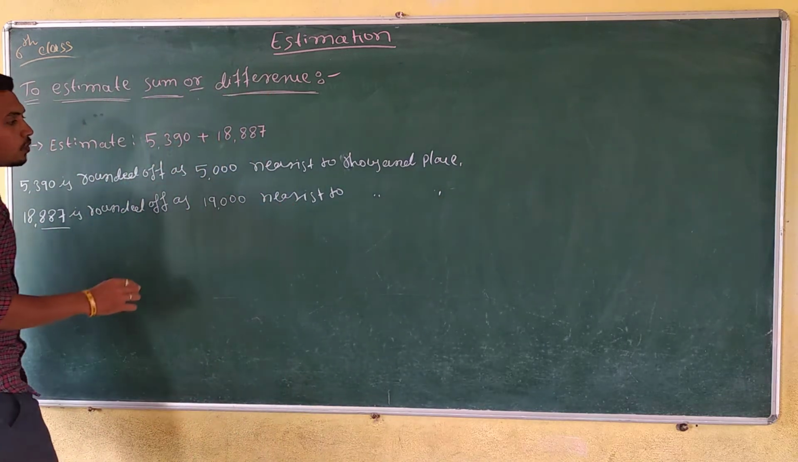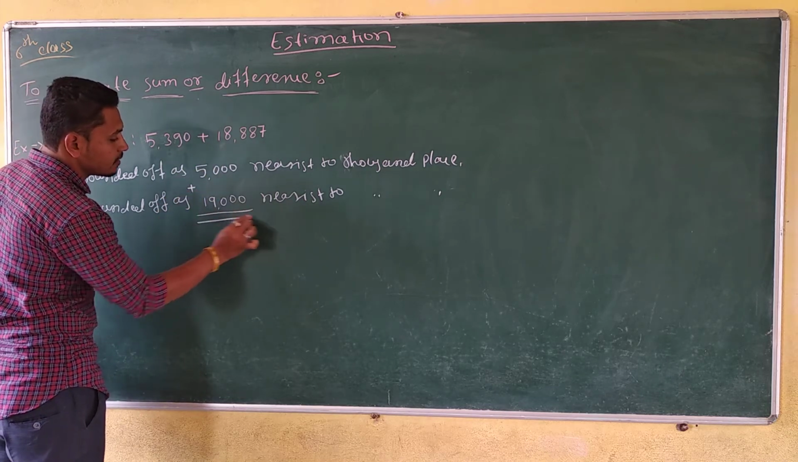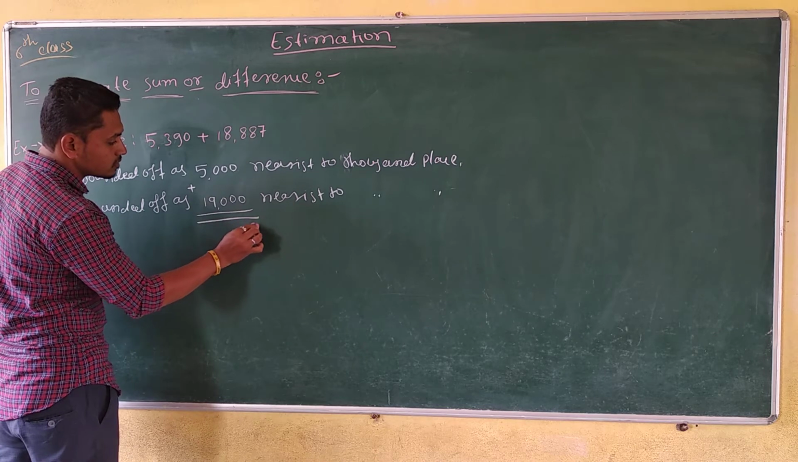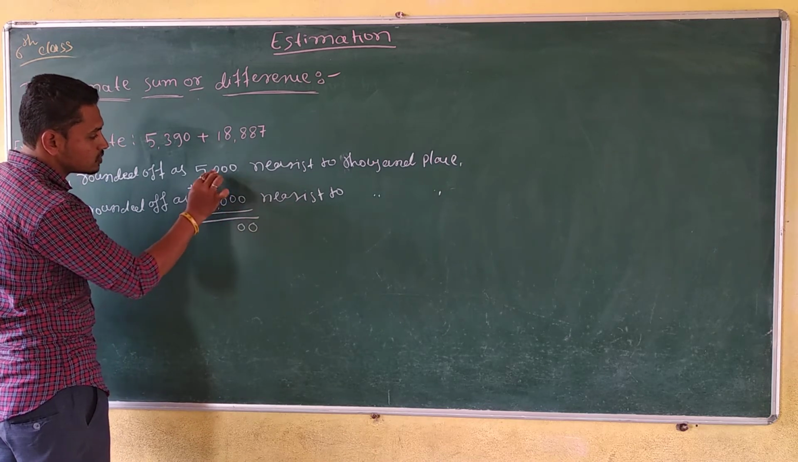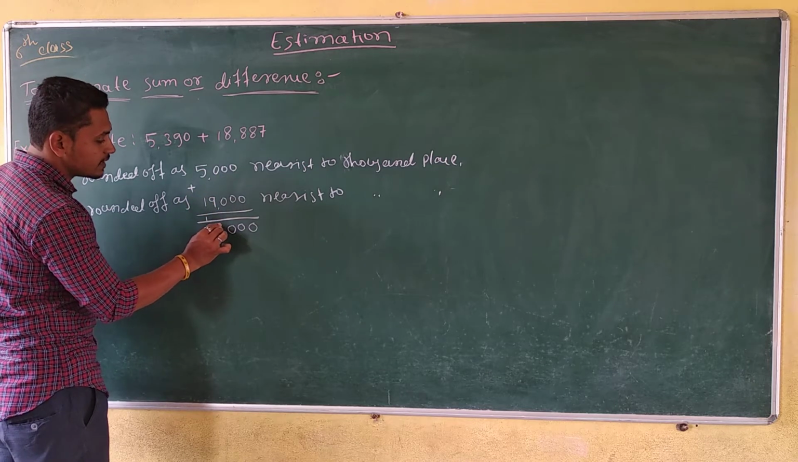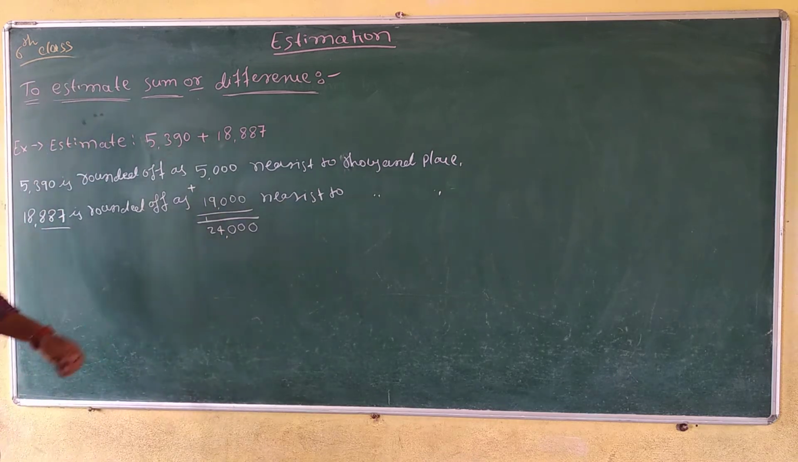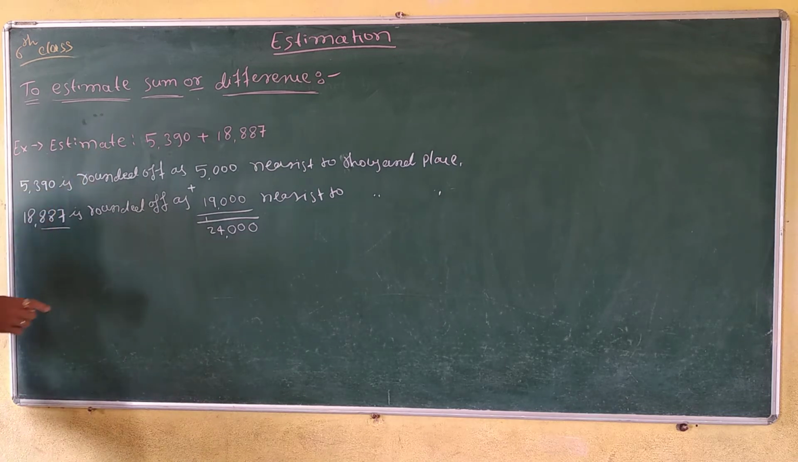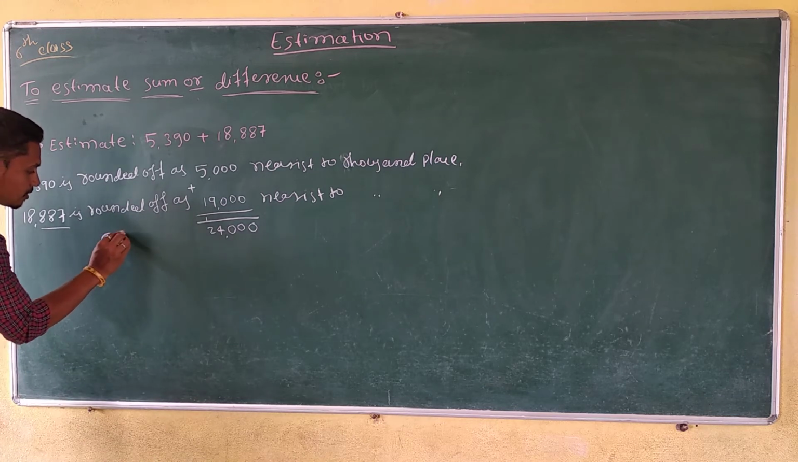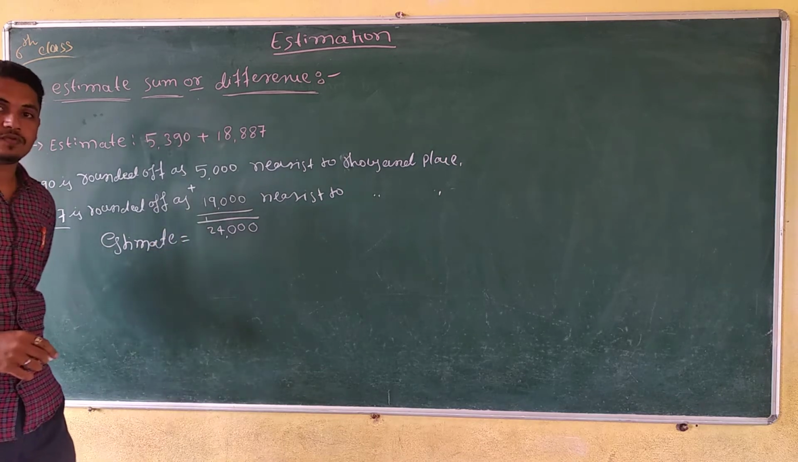So now we have to add these two numbers, very easily. 0 plus 0, 0, 0 plus 0, 0, 0 plus 0, 0. The next, 5 plus 9, 14. So 4 right here and 1 carry, 1 plus 1, 2. So 24,000. The estimate of the sum is 24,000. Is it right?